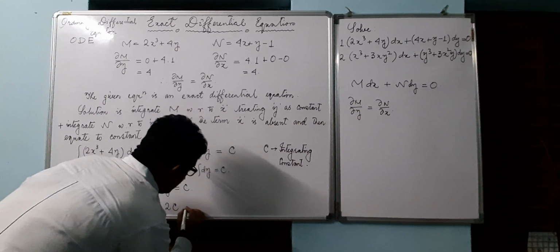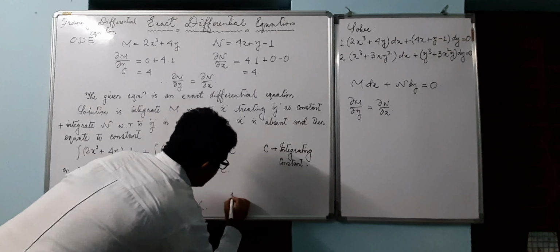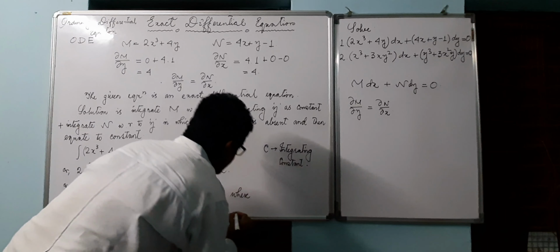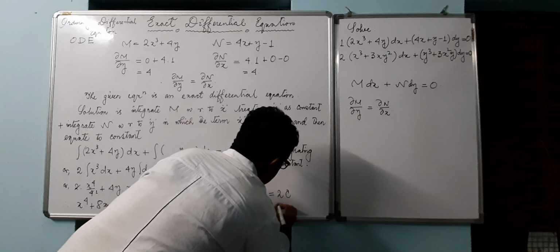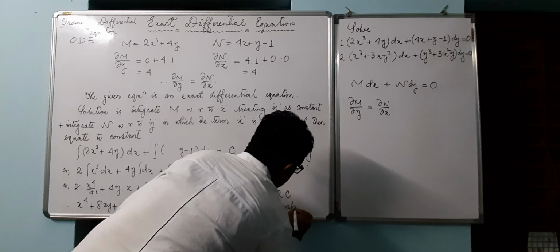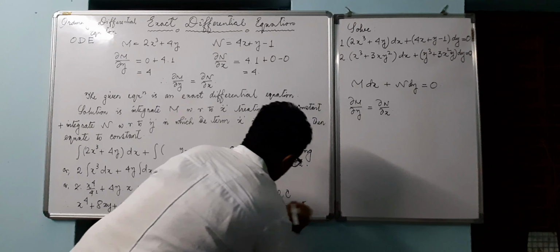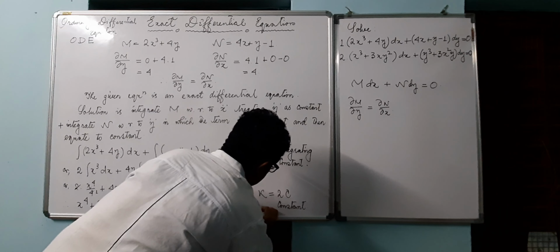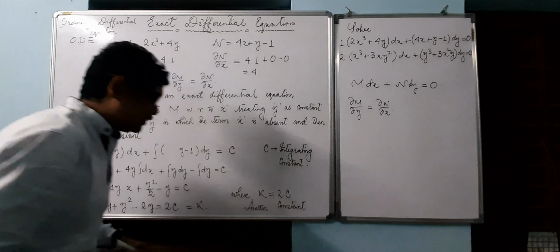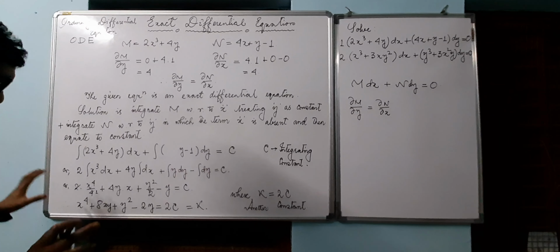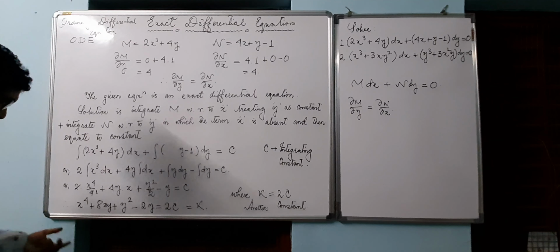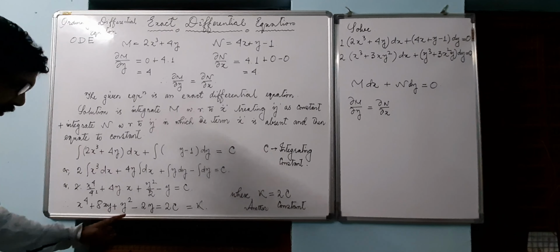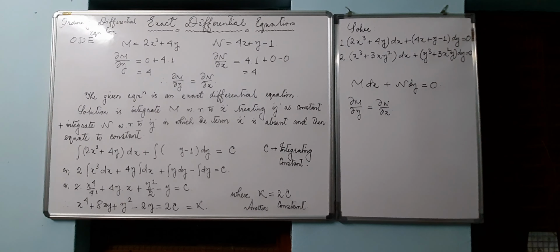Here k should be replaced, where k is twice c, which is another constant. So that ends the problem. The result is x to the power 4 plus 8xy plus y squared minus 2y equals k, finally.